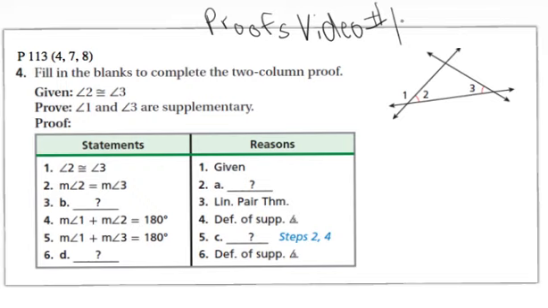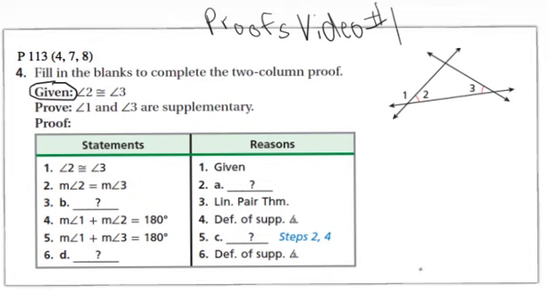The first thing when we want to do a proof is we want to look at what we're talking about and see if we can get a good picture of what we're doing first, and then go ahead and tackle it. So it says angle 2 is congruent to angle 3. That's in my given portion. This is given information to me. And it's also denoted in my picture. 2 and 3 are congruent. It says prove that angle 1 and angle 3 are supplementary.